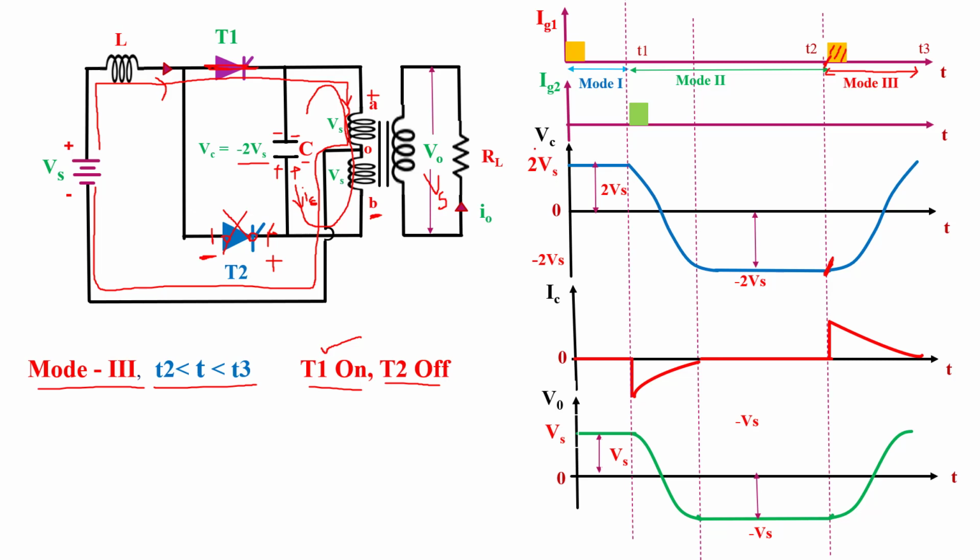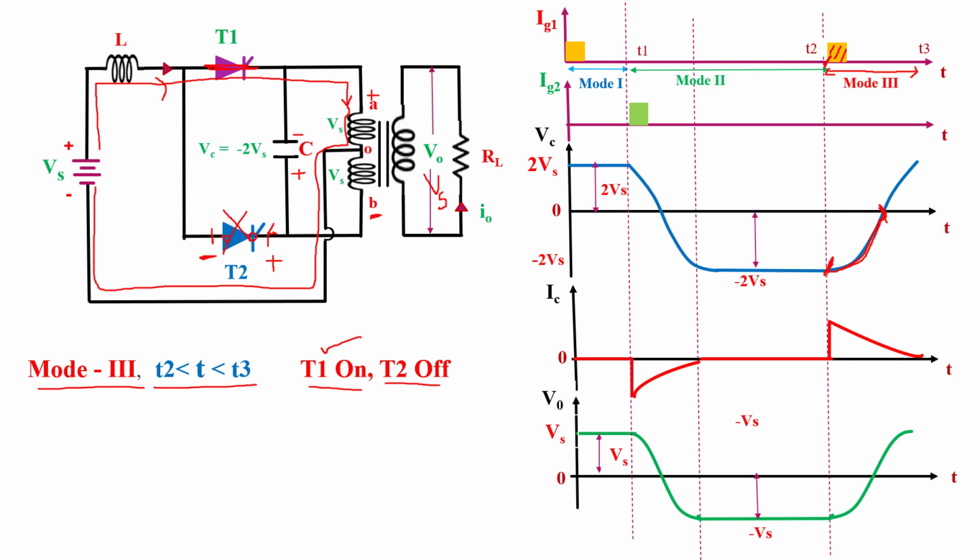We draw the waveform of the capacitor voltage. Here the capacitor releases its energy, and in a very small time interval the capacitor releases its whole energy and the voltage across the capacitor is 0. After that the capacitor will start charging with this voltage, Vs plus 2 Vs. Now at this time the polarity across the capacitor is this terminal positive and this terminal negative. Now again I will explain at the starting of mode 3.